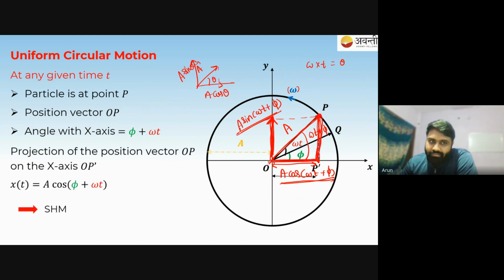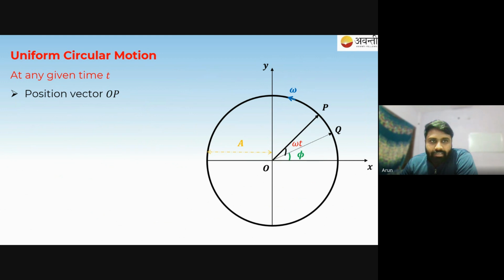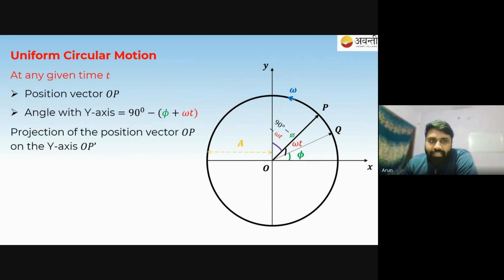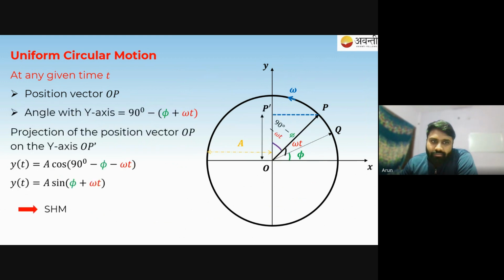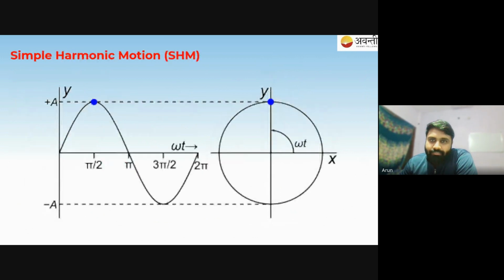So x(t), this is the equation of SHM. Again, if you talk in terms of y, it will also be the equation of SHM. Okay. Now, same thing you can observe here. We have attached this blue color ball with the diameter, and this black color ball is in uniform circular motion.